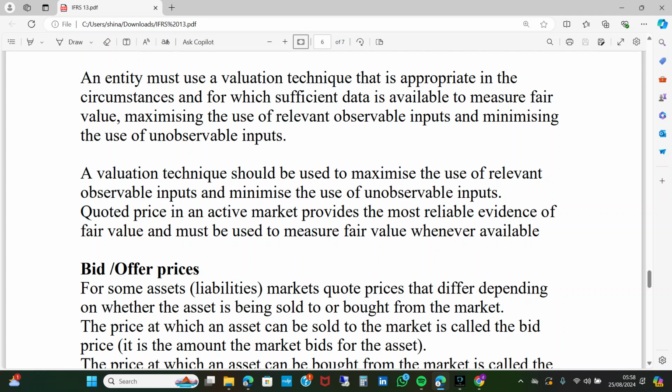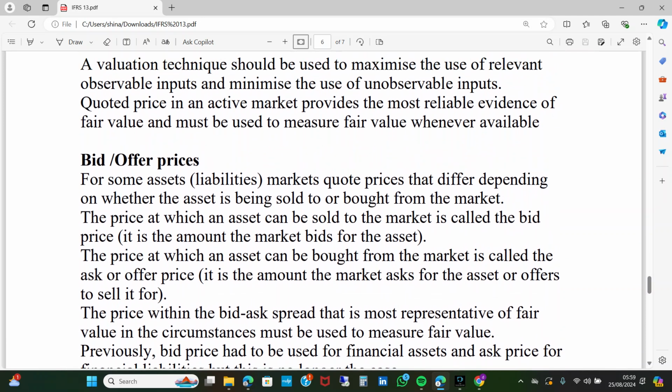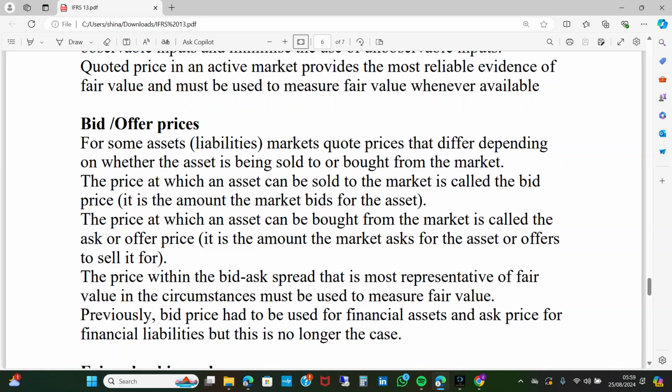All right, great. Now let's look at what we call bid or offer prices. For some assets or liabilities, the market quote prices depend on whether the asset is being sold to or bought from the market. I've explained that you have some special forms of market where the price you buy an asset is different from the price you sell it.